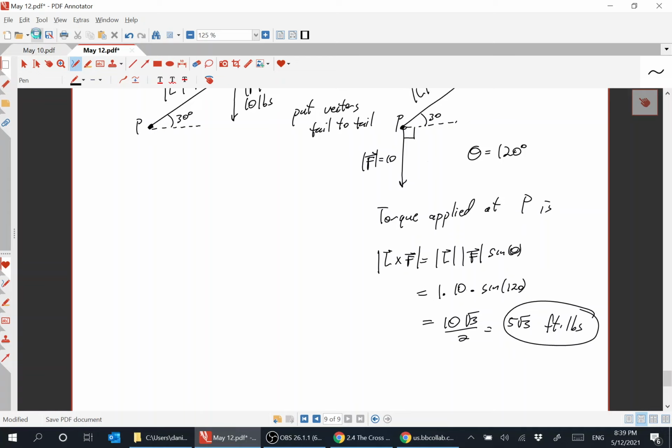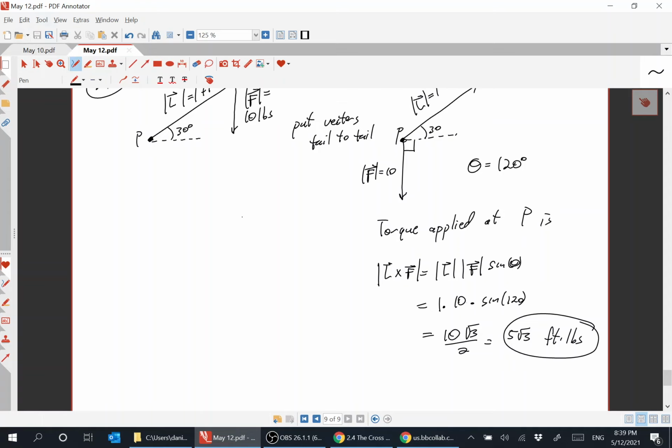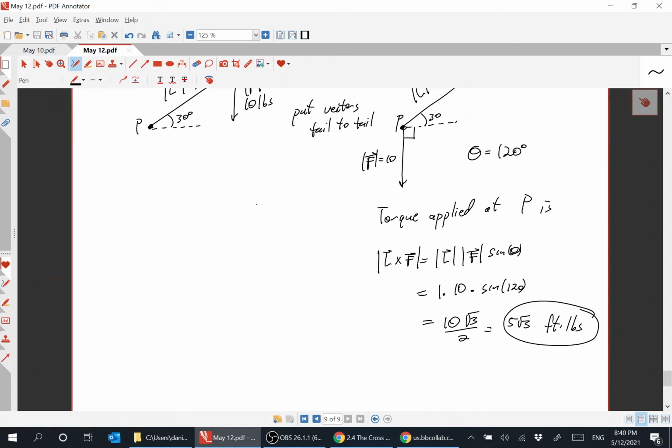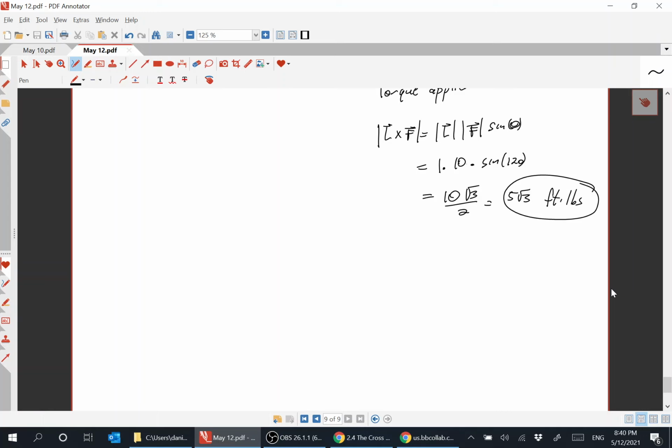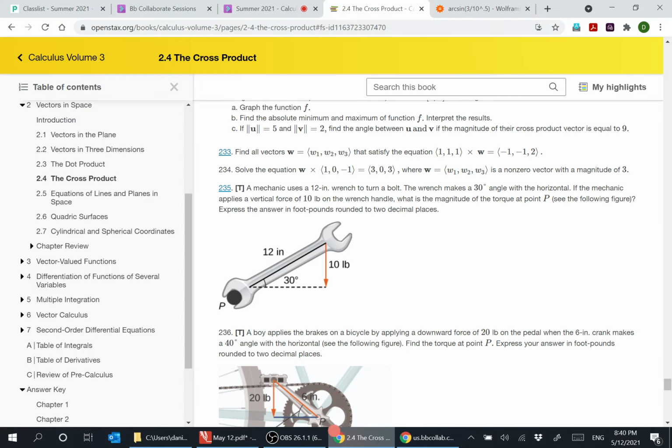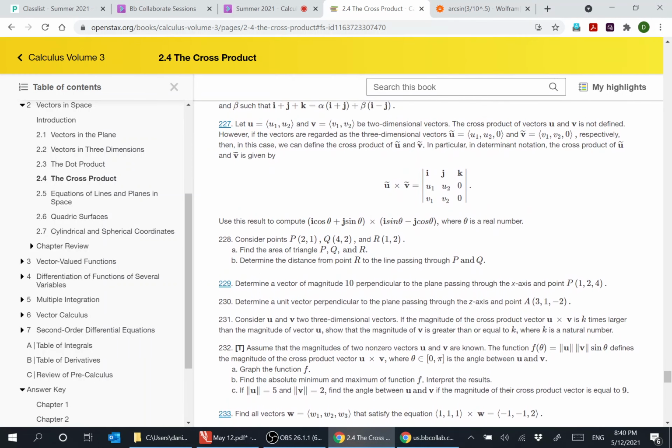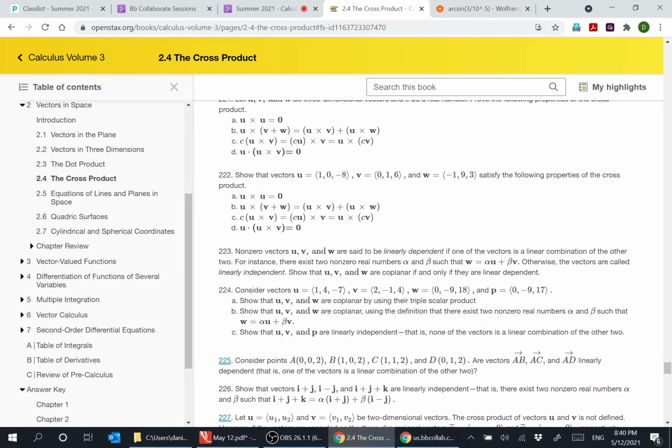Okay, so that's one physics interpretation of the cross product. There are also cross products involved when you're doing angular momentum. But this one is nice, this twisting force or torquing force. So the last problem, 221, they're asking you to explain why these are the case. We can look at that in the last few minutes here.